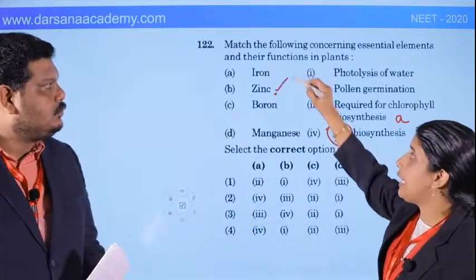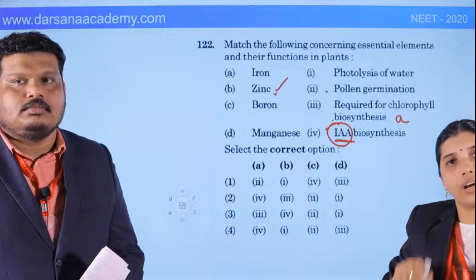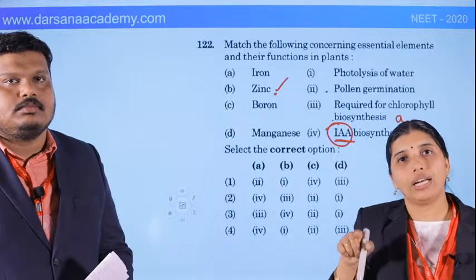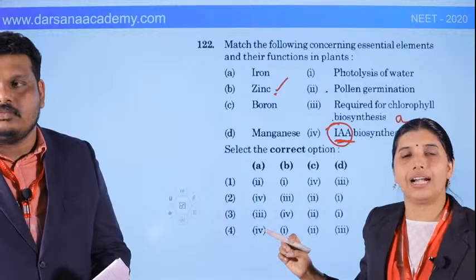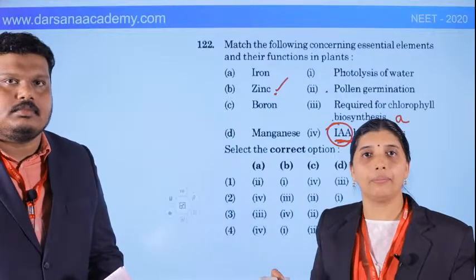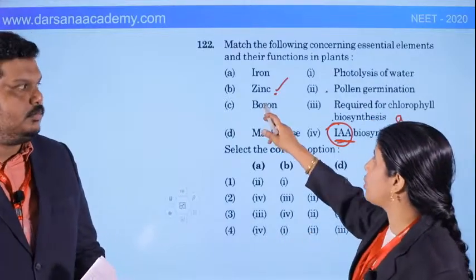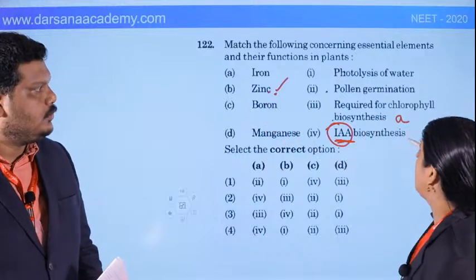But this zinc is written in mineral nutrition. The function of zinc is synthesis of auxin. But what is IAA? You have to know that it comes from plant growth and development. That connection is important for the entrance exam. We know that, so what's the answer for this question? We can say B, that is this 4.